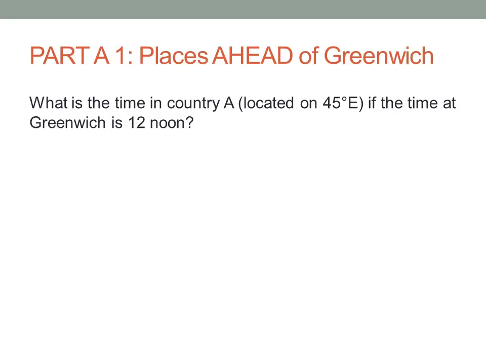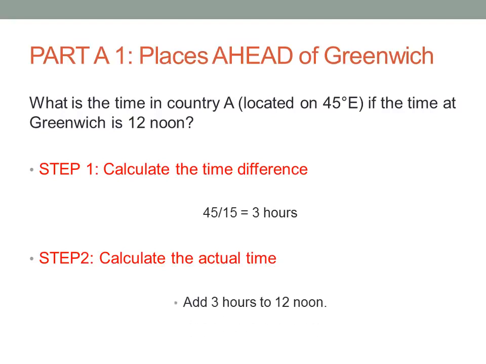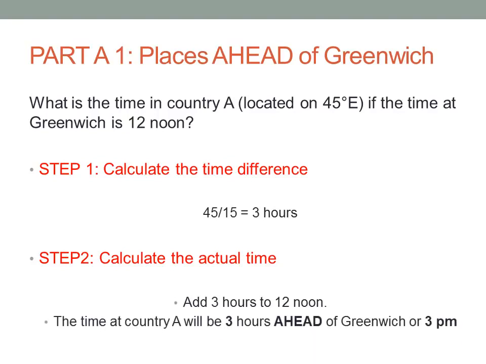To calculate the time, our first step involves calculating the time difference. To do so, we're going to divide 45 by 15, which will give us 3 hours. The time difference is 3 hours. Step 2, we're going to calculate the actual time. Considering that country A is east of Greenwich, 3 hours east of Greenwich, we're going to add 3 hours to 12 noon. The time at country A will be 3 hours ahead of Greenwich, or 3 p.m.